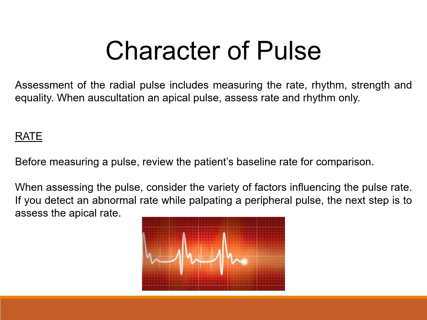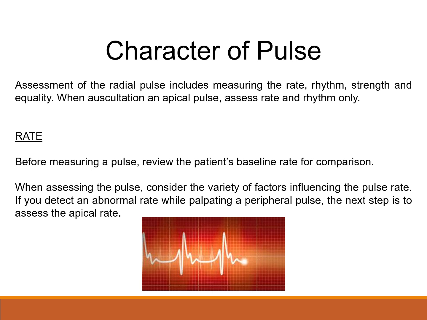Assessment of the radial pulse includes measuring the rate, rhythm, strength, and equality. But when auscultating an apical pulse, we only assess for the rate and rhythm. We do not need to check for equality as there's only one heart. So let's talk about the rate.